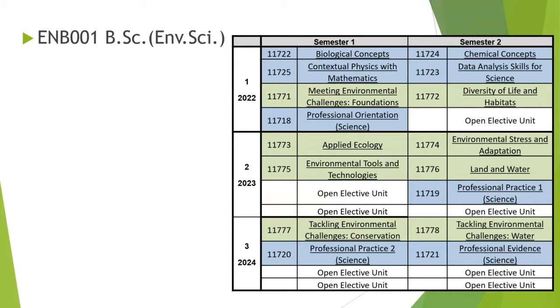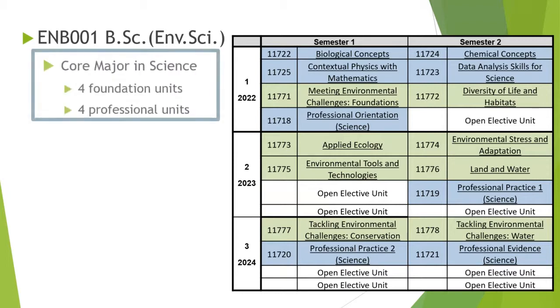I'll list them first and then I'll bring them up on the screen. You will do a core major in science. Okay, so you'll do a core major where you go through 4 foundational units that lay down the more basics, if you like, in biology, chemistry, physics, and data analysis, which I should remember because I'm the convener for.